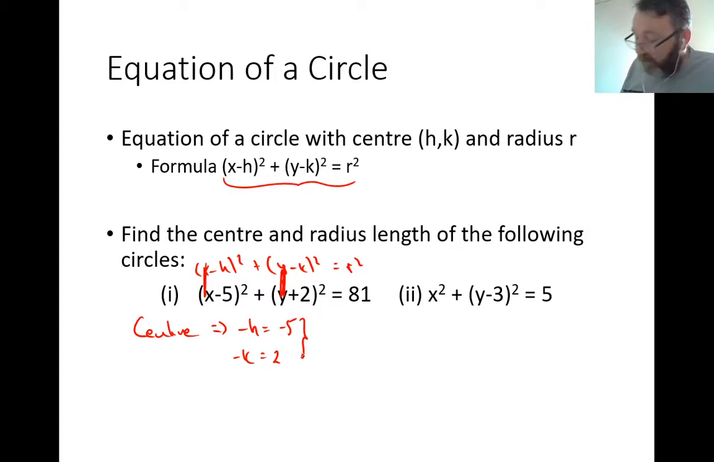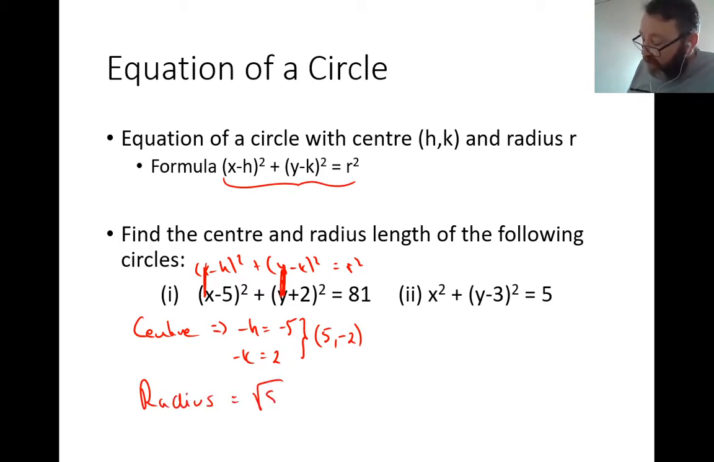Now from there, I'm going to get the centre. Because the centre is h, k, all right? Which means if minus h is minus 5, h will be 5. And if minus k is 2, then k will be minus 2. So there's your centre. And the radius is found in exactly the same way as previous. It's the square root of the final number, which is 9.